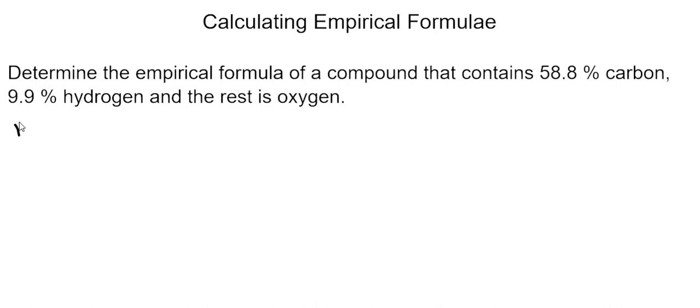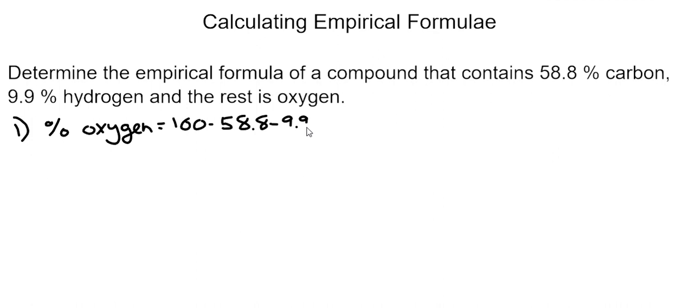So what that means is our very first step needs to be to calculate the percentage of oxygen that we actually have. And of course, we know that the whole sample has to be 100%, so calculating the oxygen amount is not super difficult, but it is important to remember that we're not short information. We just have to do a little bit of calculating before we can get started on the actual calculation of the empirical formula. So this gives us 31.3% oxygen.